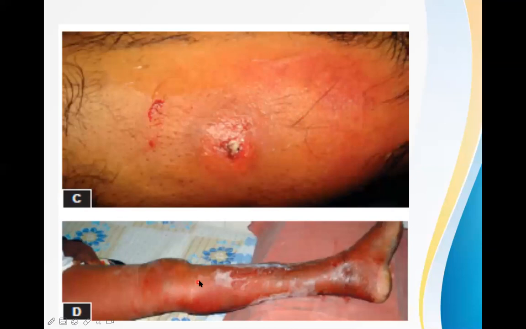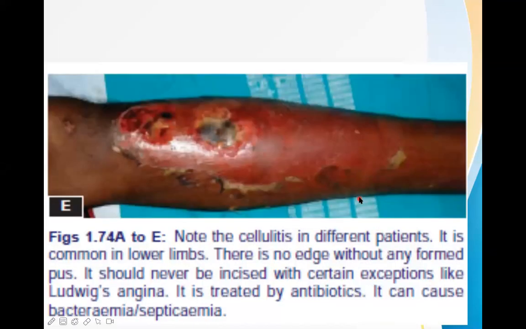So another case, some skin has already been lost from the surface. Now this is an extensive type of cellulitis. See here the superficial part is already gone, probably sloughed off. Extensive type of cellulitis, and we need to rule out whether this patient is immunocompromised or not.